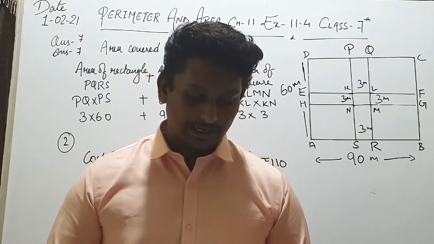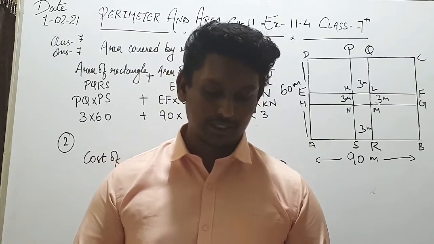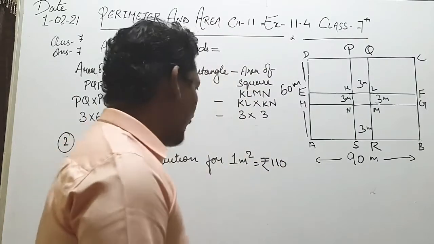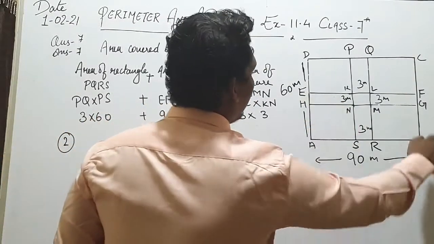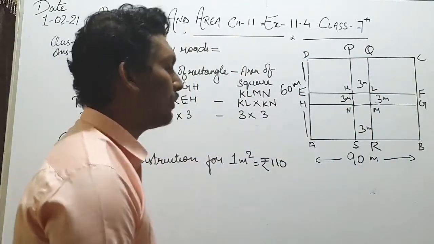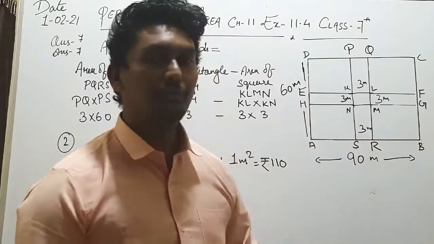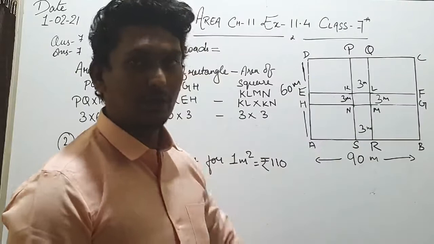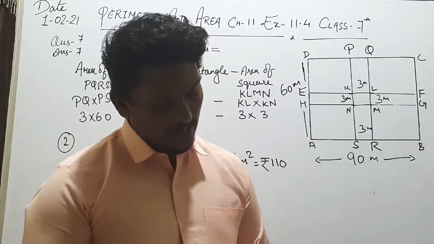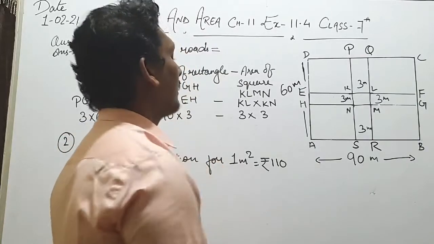The second part is the cost of constructing the roads at the rate of rupees 110 per meter square. So we are talking about the figure. Same figure, A, B, C, D is a rectangular field. In the first part, it is not given that we have to find the area of the field. First thing, we have to find the area of the crossroad, and the area covered by the roads, finally, that we have to find out.